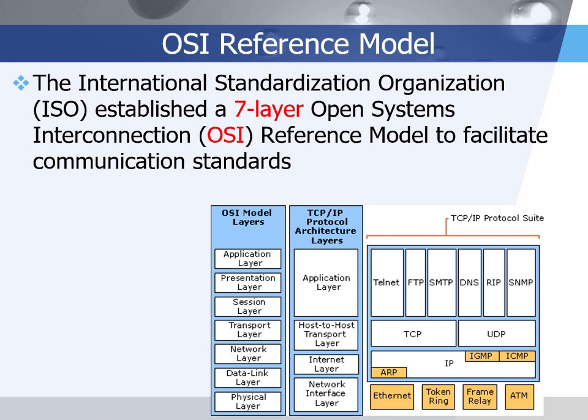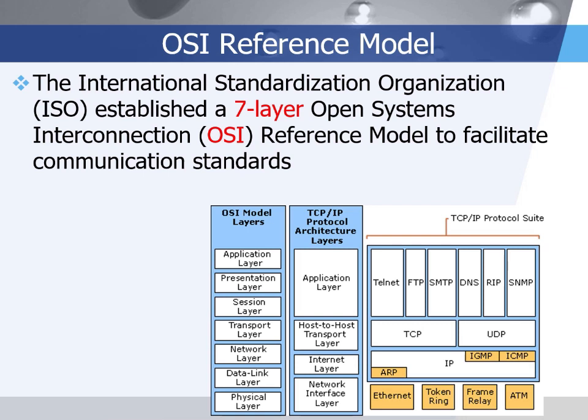So the ISO, which is the International Standardization Organization, established a 7-layer Open System Interconnection Reference Model. We call it the OSI model. The objective of this OSI reference model is that every computer that follows it can talk to each other and communicate with each other. In the OSI model, we have 7 layers: the physical layer, data link layer, network layer, transport layer, session layer, presentation layer, and application layer.